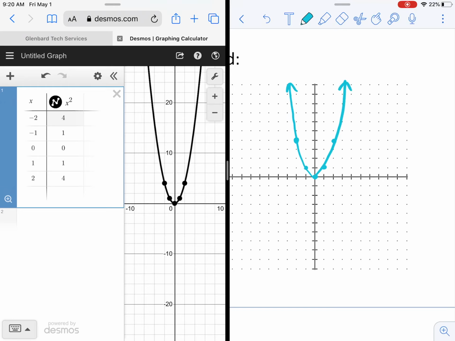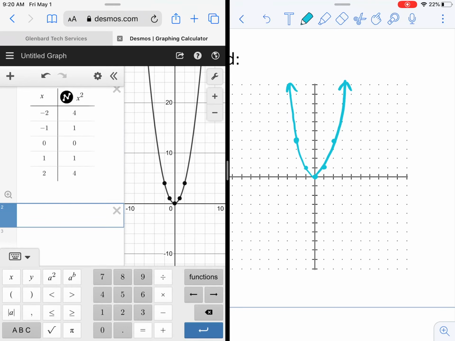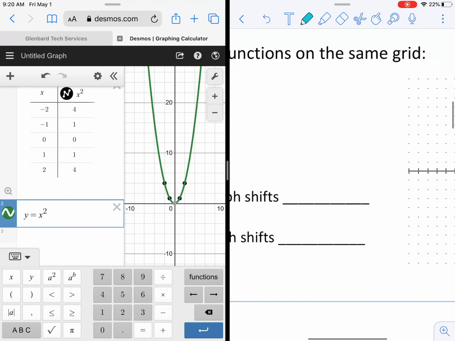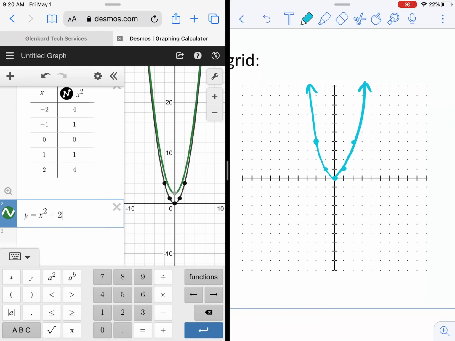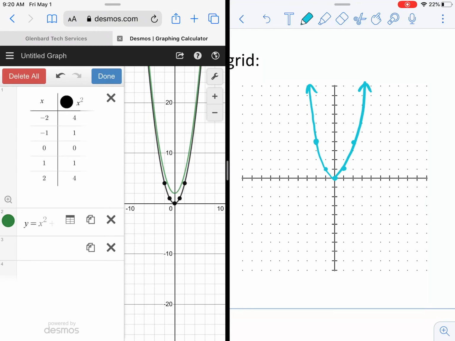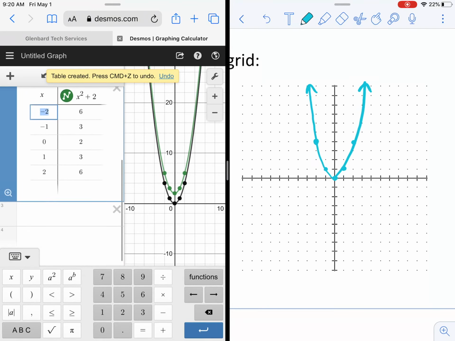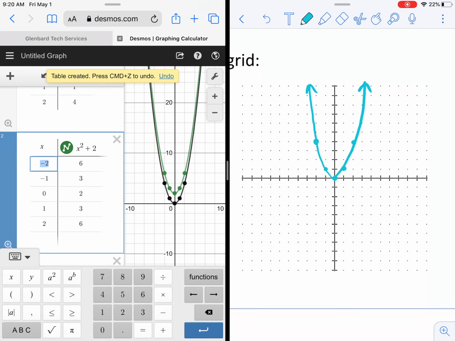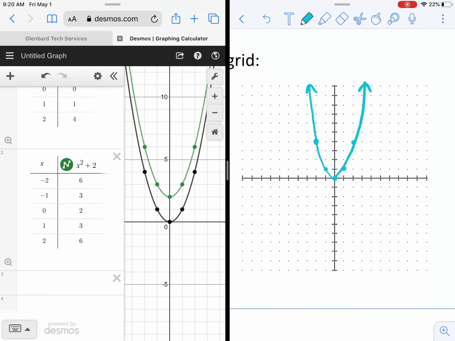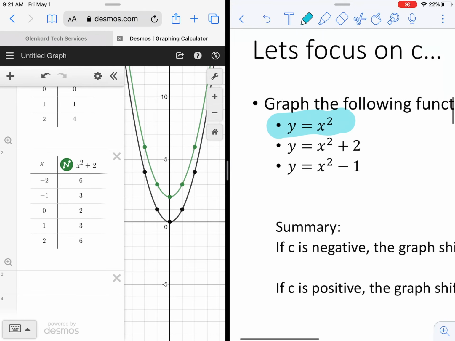Next, I'm going to graph y equals x squared plus 2. That's our next function. Hit enter, and I'm going to shift this one again into being a table so you can see. If you look at this graph, the first graph was in black, that was the parent, and now you see this green graph here, and you notice it's a couple of units higher. It's the same U shape. So let's do ours green just like theirs. Doesn't have to be, but let's do green.